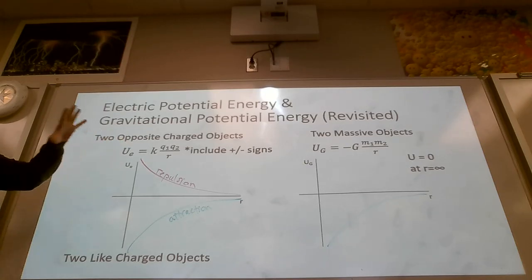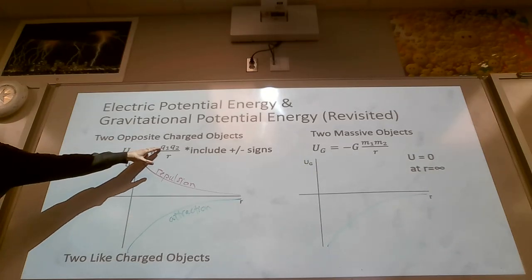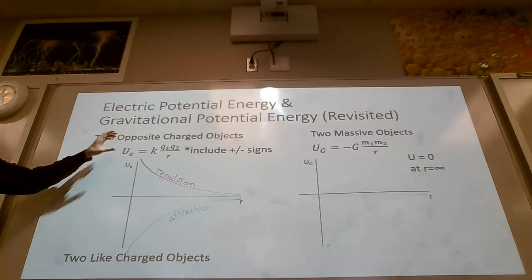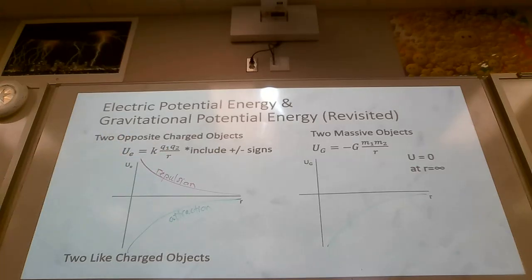So, big takeaway. Include the signs of the charges because this is a scalar quantity. For a vector quantity, I would ignore the signs of the charge, figure out the magnitude, figure out the number, and then use your brain to figure out the direction. Okay?